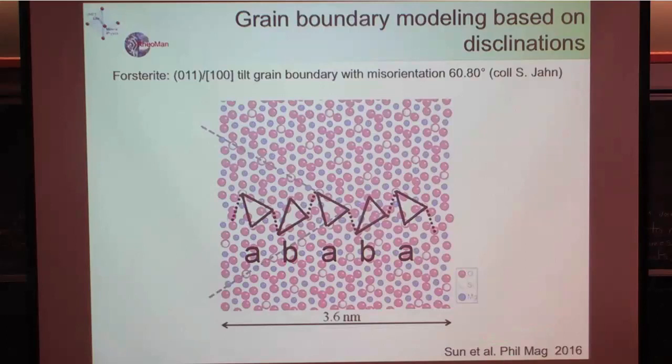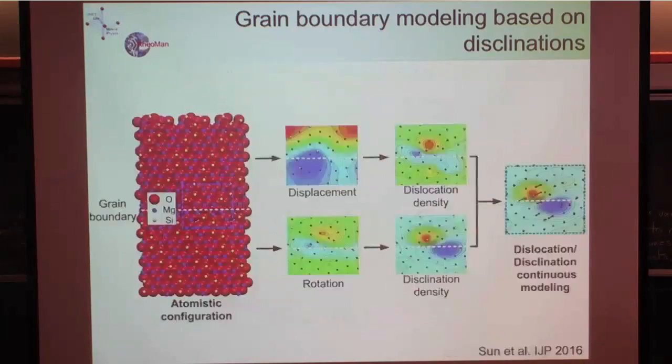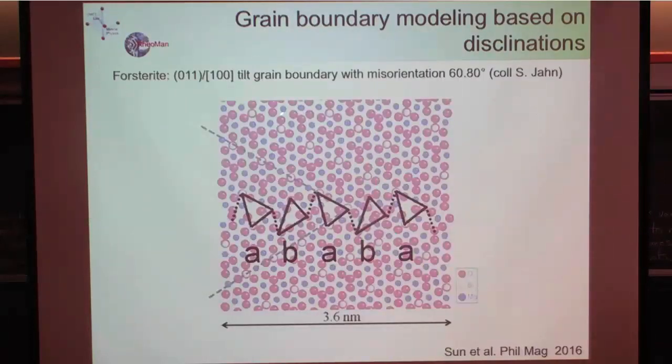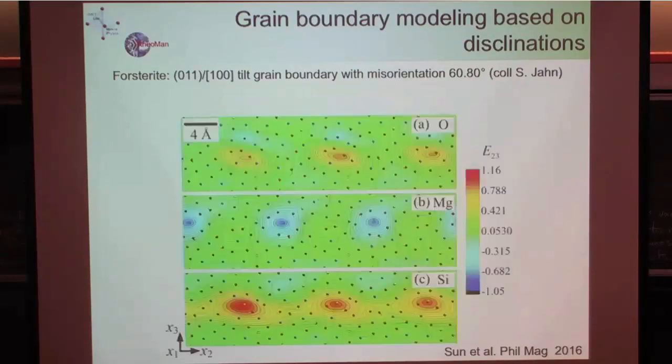This is something we tried to do. This is Xiaoyu Sun who did that. He did that first in this paper on a subgrain in copper to demonstrate the technique, and then we applied that to these grain boundaries, not exactly the one you were showing, but from the same paper, calculated by Sandro Yan and Ajaoud. So starting from the crystallography, the motif, if you like, of the disclination, we can work out the field. This is, for instance, the deformation field, the component E23.